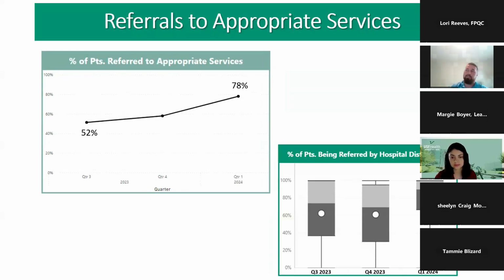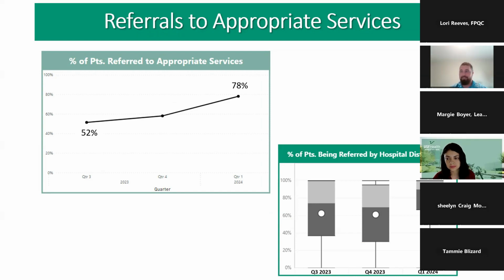Then if we look into referrals to appropriate services, we see that this runs a lot in the same way as universal screening. So the more patients we're getting screened, the higher percentage of patients are being referred to appropriate services. So in quarter three, we started at 52% of all of our positive SDOH screens being referred to appropriate services. In quarter one of 2024, we now have 78% of all of our positive screens being referred and linked to the proper resources and referrals.